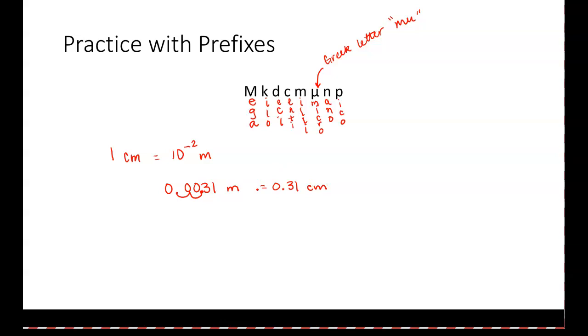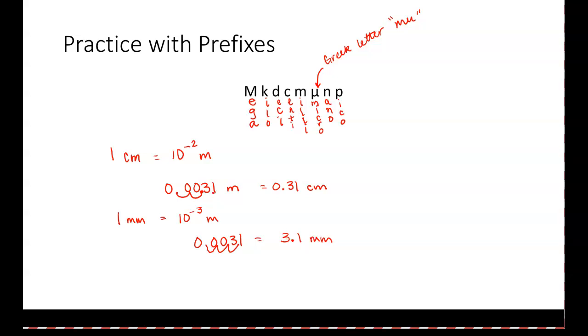What if we wanted to write this number between 1 and 10 though? Well, we could use millimeter. 1 millimeter is 10 to the minus 3 meters. And so we take our 0.0031 and we move our decimal point 3 to the right. 1, 2, 3. And we get 3.1 millimeters.